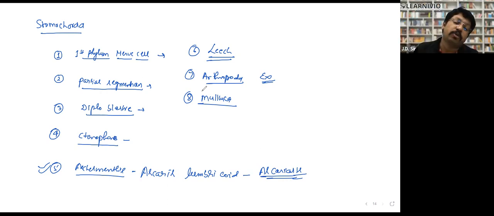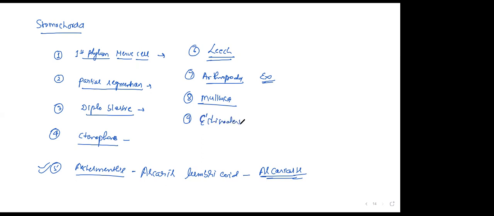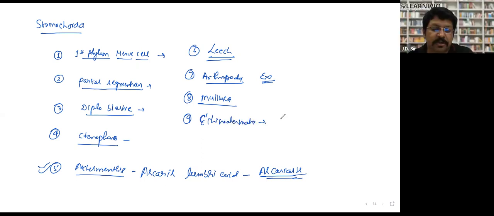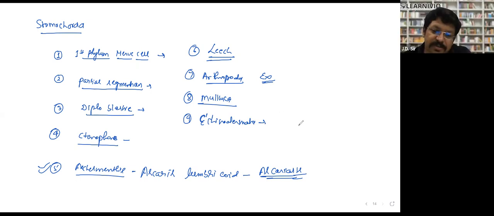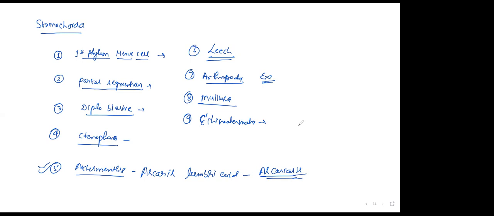Again. What is missing in echinodermata? Which body part or which organ is missing in echinodermata? Come on, tell me, please. Ninth question. Respiratory system. Which system is missing? Head. Head is missing. Brain is missing. Very good. Who told? Sir, me. Come on, very good.